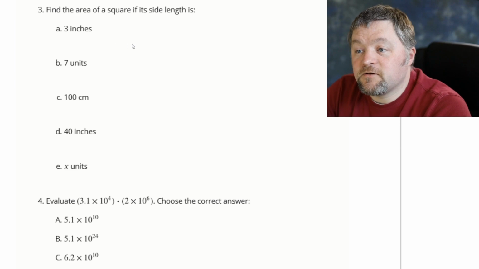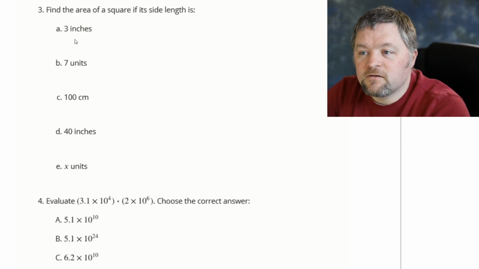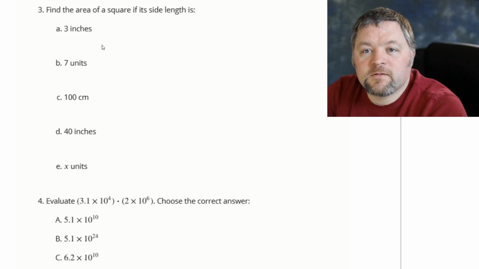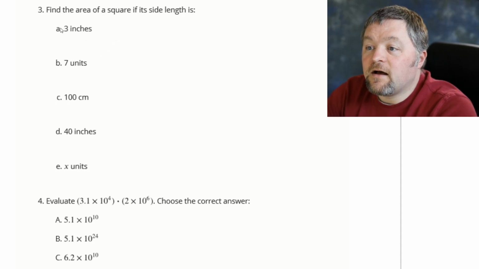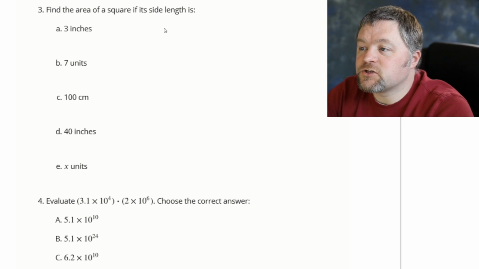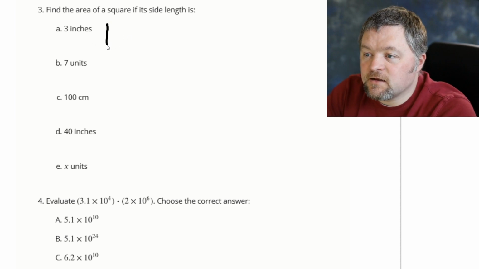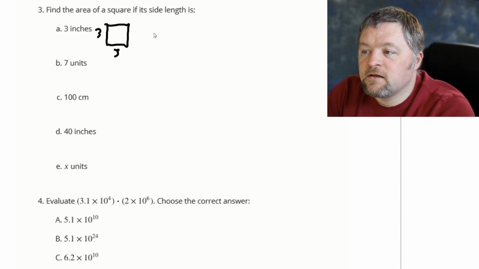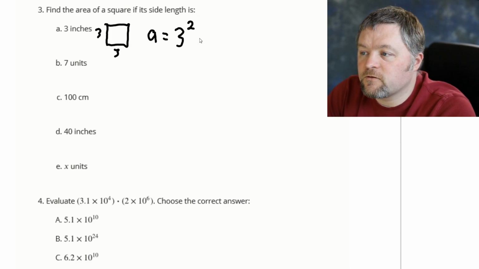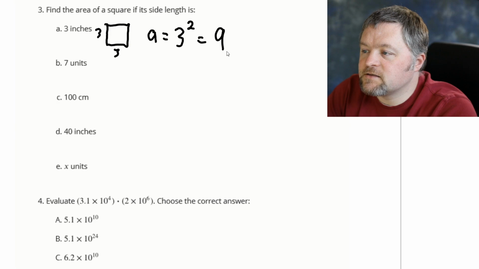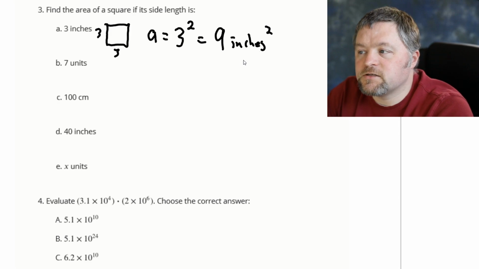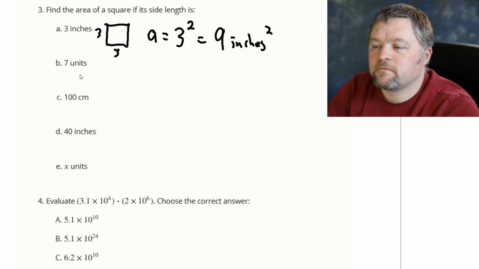I just noticed that we did some of these problems in the wrong order. We are now back to problem number 3. Sorry about that. Find the area of a square if its side length is 3. What's the area of a square with a side length of 3? If this side is 3, this side is 3, the area would be equal to 3 times itself, or 3 squared. The area is 9 square inches.